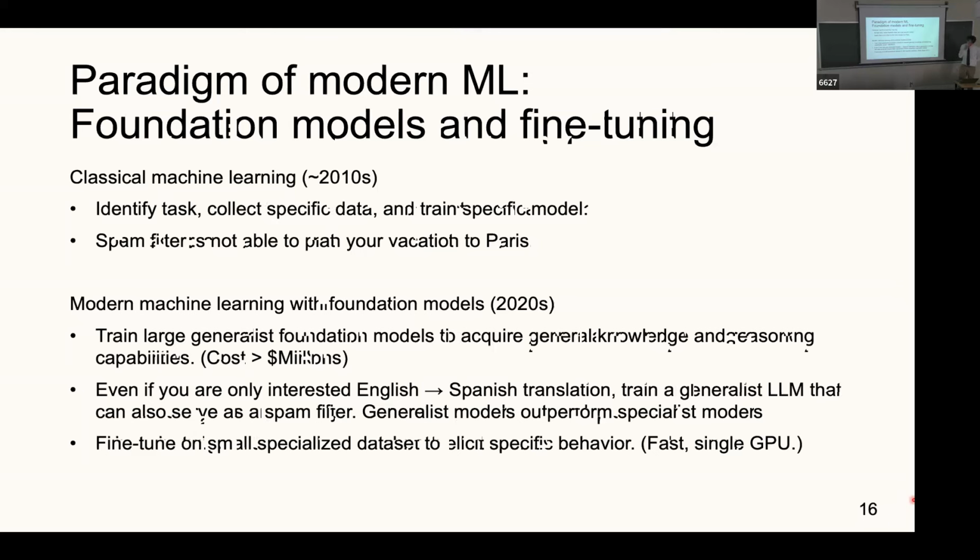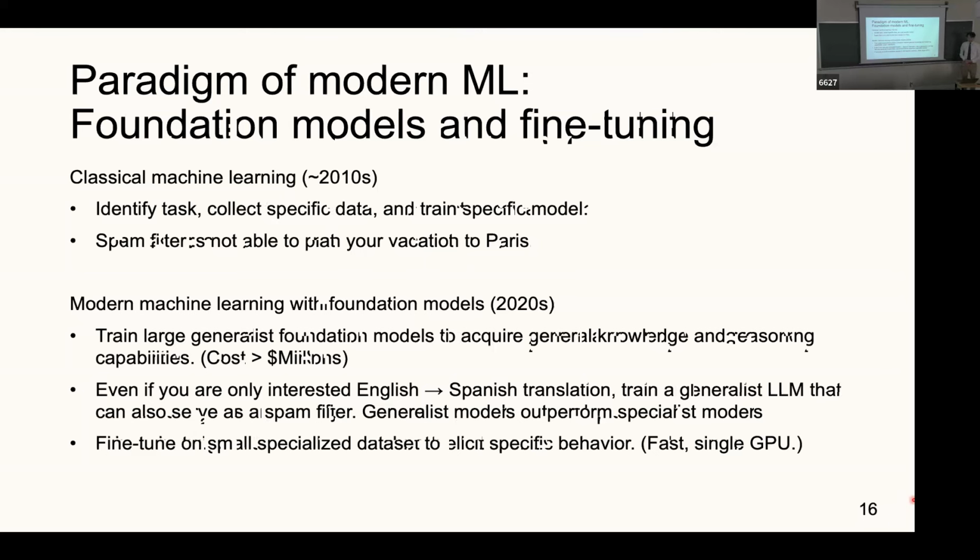Now, under this paradigm, let's say you are interested in building a translation machine, and specifically, let's say English to Spanish translation. That's the only thing you care about. You care about nothing else. Nevertheless, the best approach, the state-of-the-art approach, is to train a generalist LLM that reads math, reads your math archive papers, goes into Reddit and looks at all of that. You train a generalist LLM that can do everything. And incidentally, it could also serve as a spam filter if that's what you want to use it for.